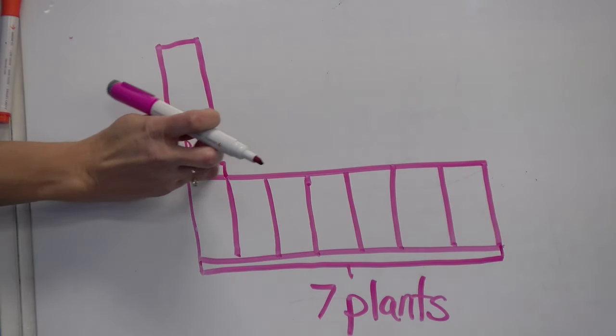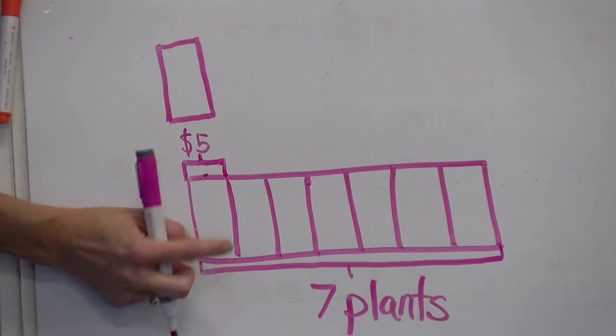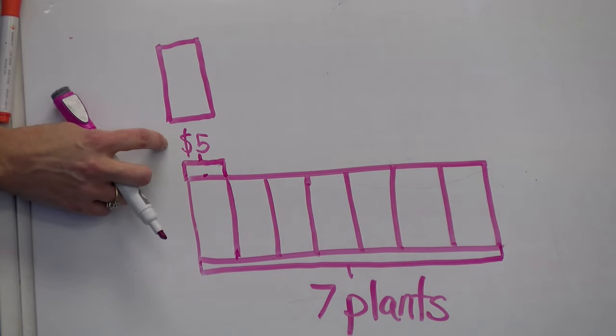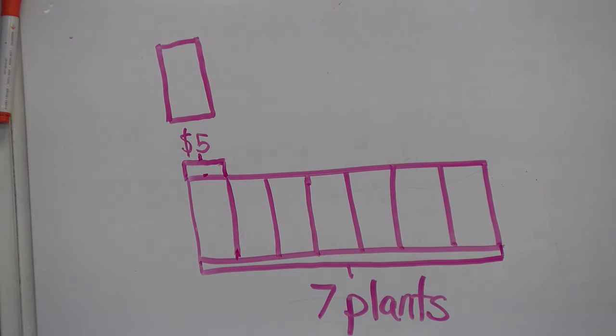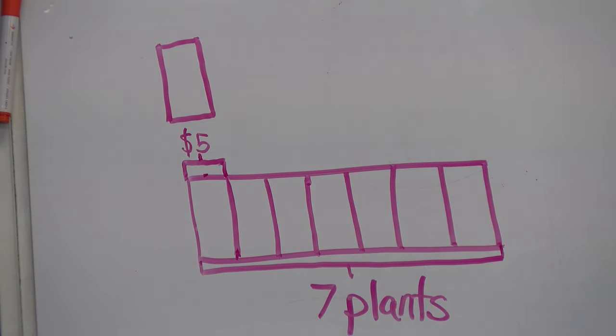And what do we call that? A unit. This is called a unit. A unit represents one plant. And what do we call that $5? It's our new vocabulary word for today. Value. The value of that unit is $5.